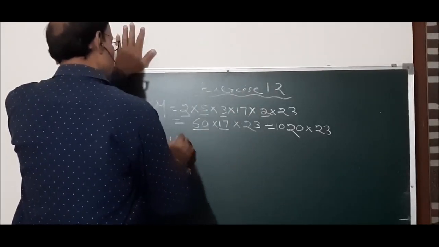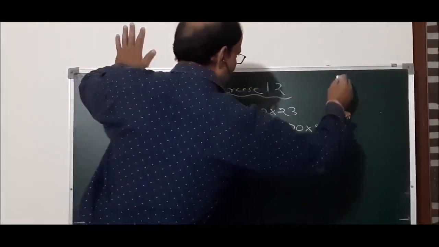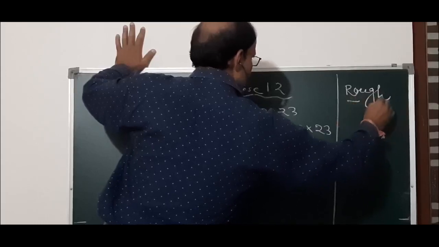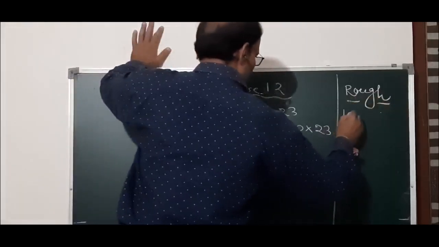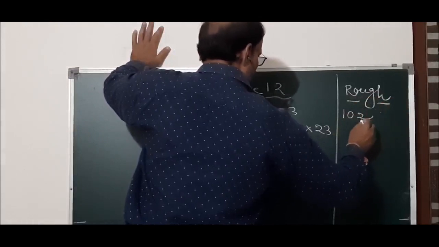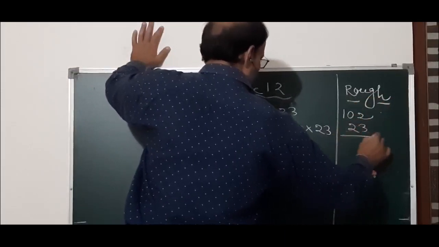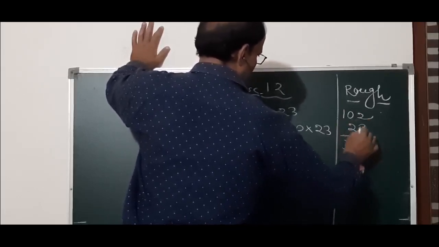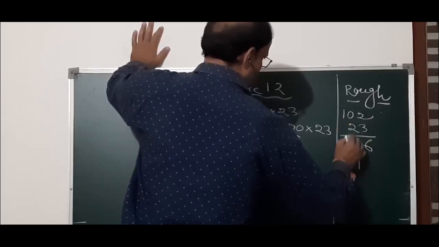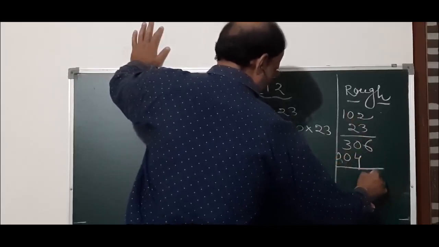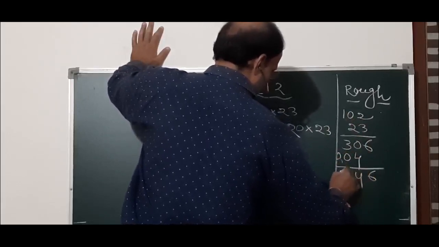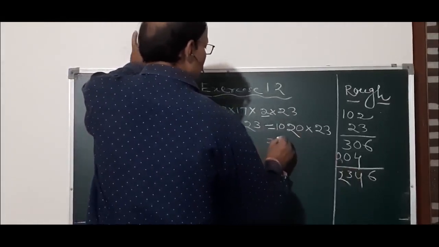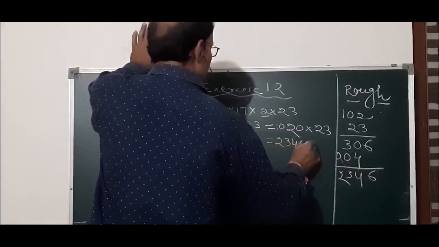It is rough work. 102 multiply 23. It is 306. Then 0, then 3, then 2 2 are 4, then 2 0 are 0, then 2 1 are 2. So it is 2346. And here 1 0 we have to add it here. So it will be 23460.